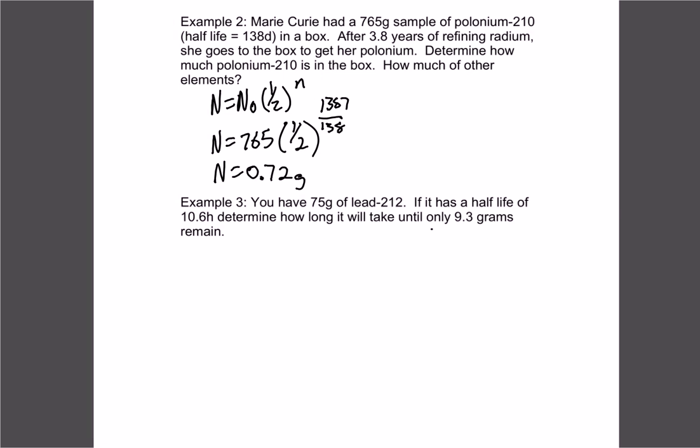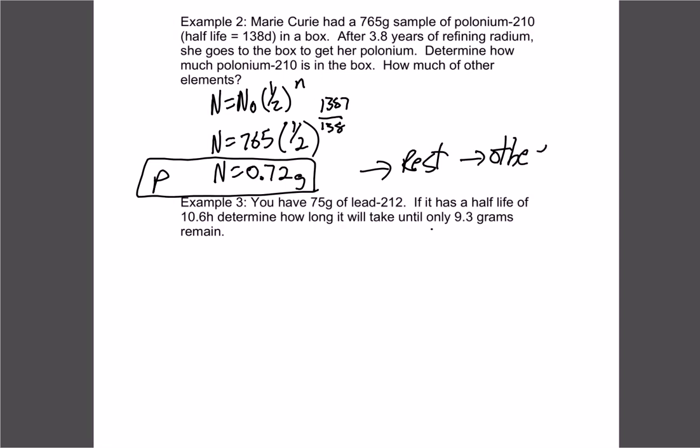So what happened to the other 764.3 grams? The rest of it got transmutated. This is only how much polonium is left. So the polonium amount is 0.72 grams. The rest of it could be any other kind of chemicals, uranium or whatever, but it's still there. It'd still be in the box, but it's no longer polonium. It would have transmutated to something else, some sort of other element or elements.